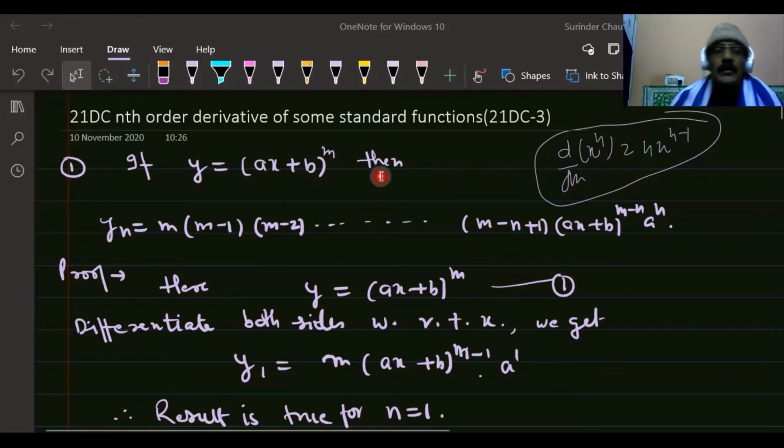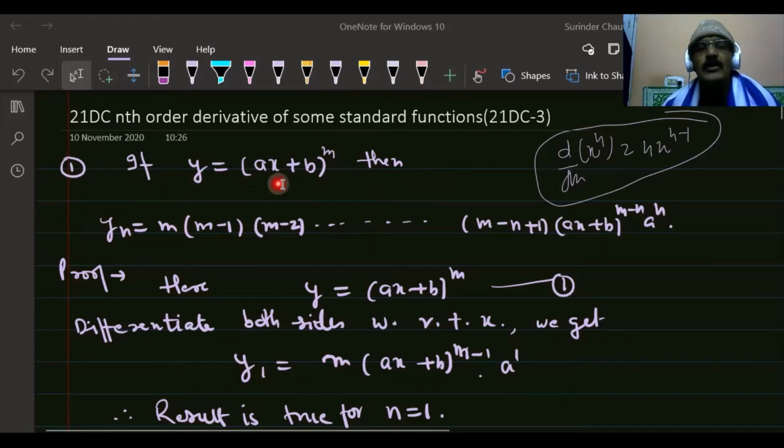Now in this lecture we'll use the concept of finding the higher order derivative to find the nth order derivative, and with the help of the fundamental principle of mathematics we'll find the nth order derivative of some standard functions. In the next lecture we'll use these results to solve problems based on it, right? So let's find the first function.